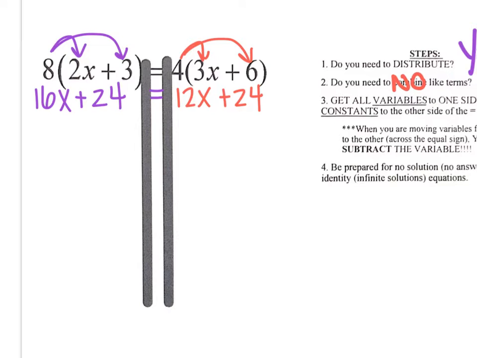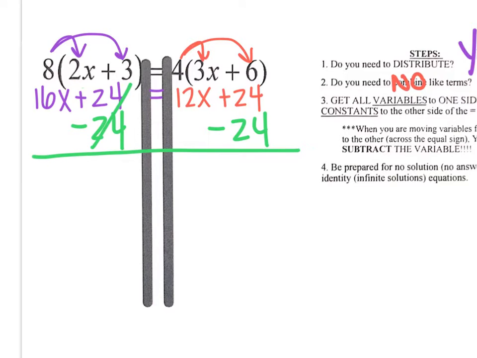Okay, so now let's solve this baby. Alright, so I want to move my constants first. So I'm going to subtract 24 from the left, and I'm going to subtract it from the right. Cancel out. I get 16x equals 12x. Positive 24 minus 24, whoa, that cancels out as well. Okay, don't panic. So now I have 16x equals 12x.